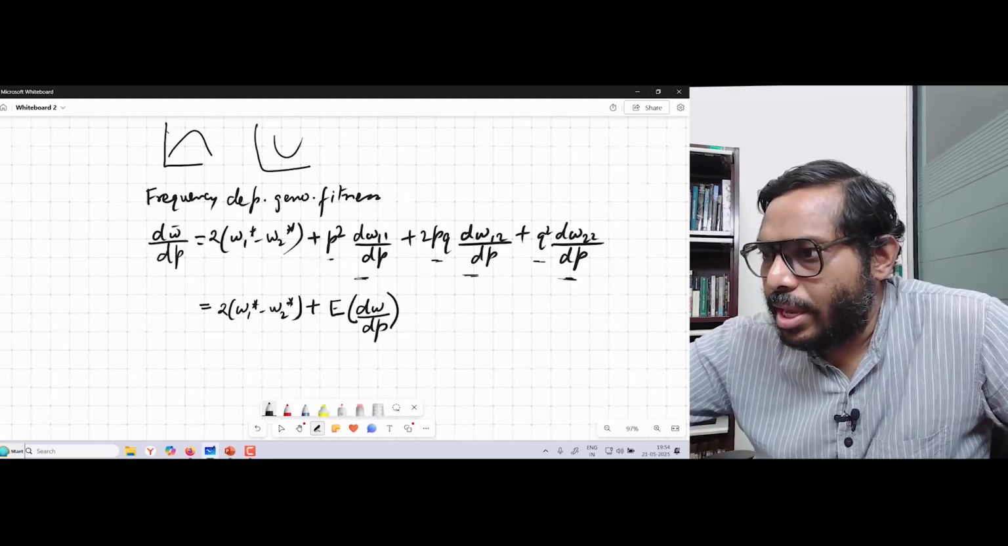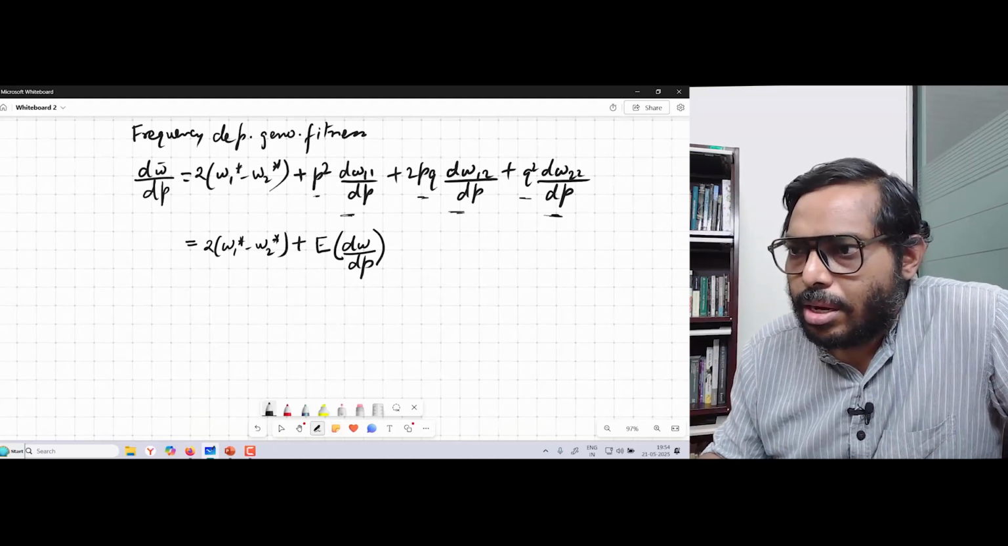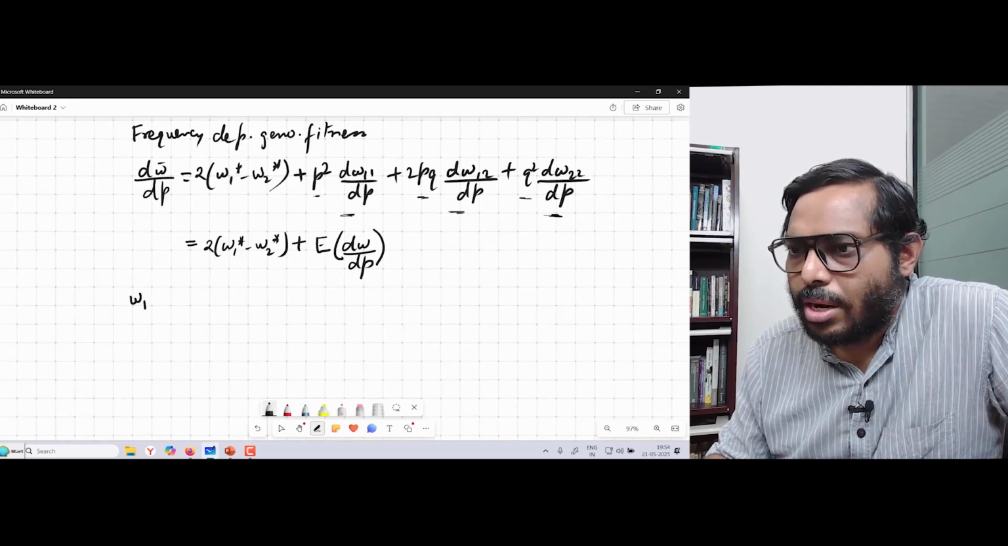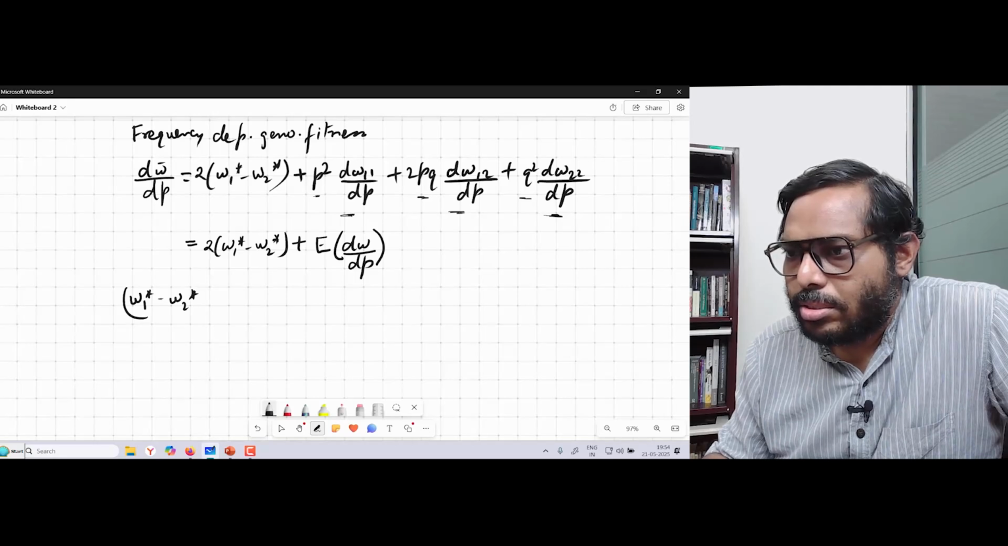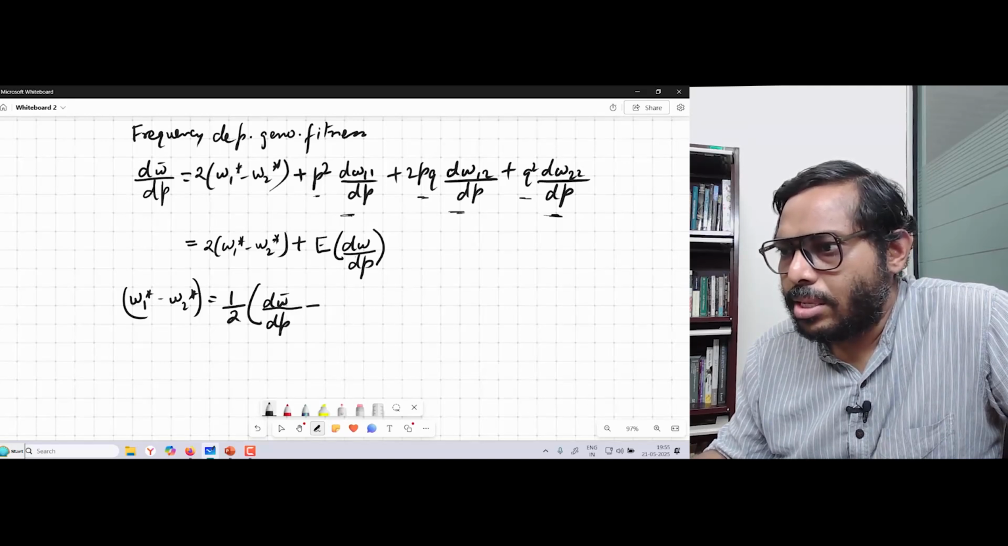So if this be the case, then remember we need this stuff, right. So then W1 star minus W2 star is going to be equal to half of this, goes this side, right. So this will become half of dW bar dP minus expectation of dW dP.